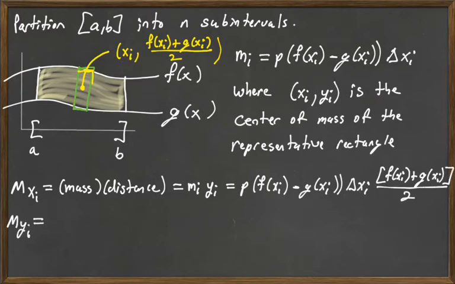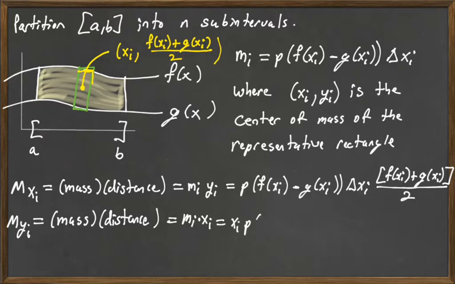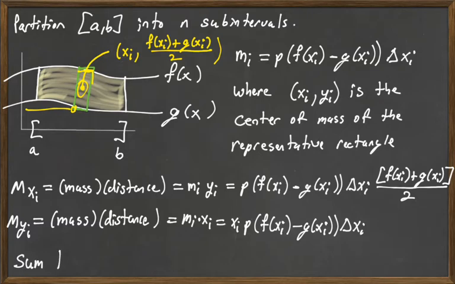Then for this ith rectangle, the moment about the y-axis is going to be the mass times the distance, so m sub i times x sub i. That is x sub i times rho times f of x sub i minus g of x sub i delta x sub i. Then we'll sum up all of these individual pieces and let n go to infinity, and that'll give us the following integrals for finding the moments about the x-axis and the y-axis.